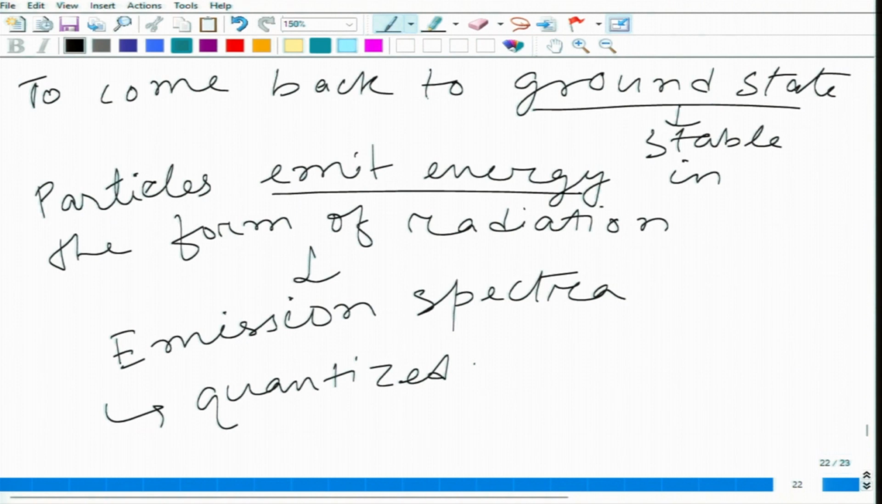We will read details of absorption and emission spectra. It is observed that in the absorption spectra, when it is recorded, dark lines are seen in between, and when the emission spectra is taken, bright lines are observed, and these bright lines correspond to the dark lines in the absorption spectra.